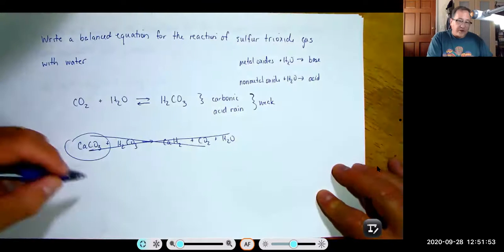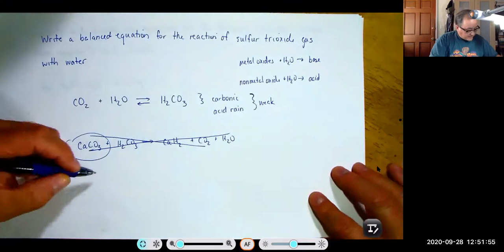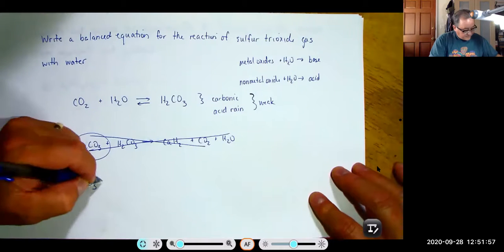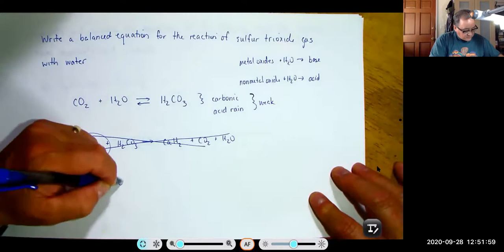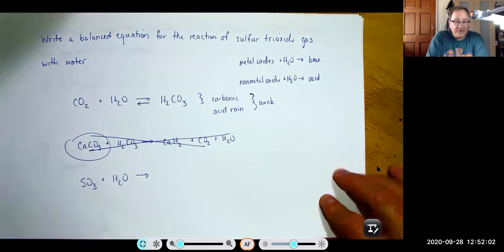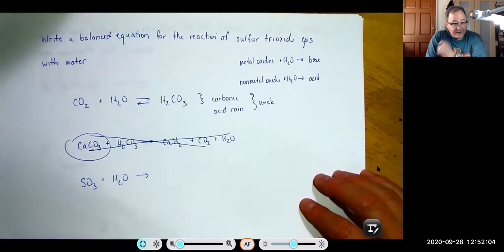So what is the formula for sulfur trioxide? SO3 reacts with H2O. What are you going to get? See if you can figure it out. If you think you get the answer, give me a thumbs up.